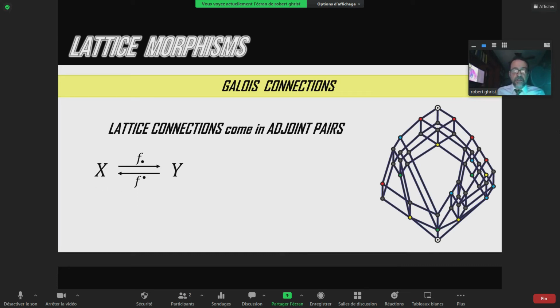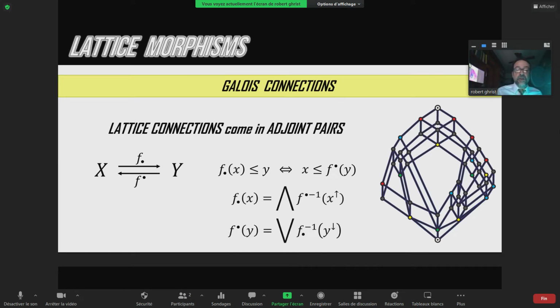So if you have two lattices, X and Y, a Galois connection is actually an adjoint pair of morphisms, of maps that take elements to elements and preserve the partial order. In order to be that adjoint pair, you have to satisfy the following condition: when you map forward in X and you're less than Y, that's the same thing as X being less than the inverse map of Y. If you do the category theory, this is literally a set of adjoints, and using what we know about how adjoints work, you can actually write down formulae for how to compute the inverse or the dual given the forward mapping, and vice versa.